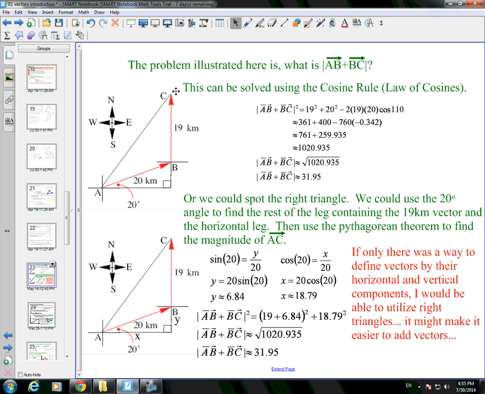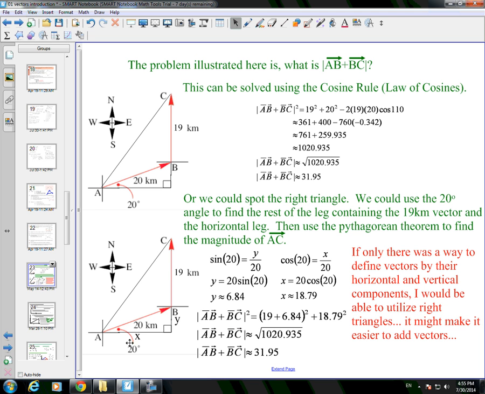Now, using the skills that we learned in trigonometry, we would use the cosine rule, or law of cosines, and ascertain 31.95 is the length of vector AC. However, if we look at the picture and center point A as the origin on an XY grid, so here's the X axis, here's the Y axis, here's the origin, then we could actually find the length of AC by using the two legs of a right triangle.